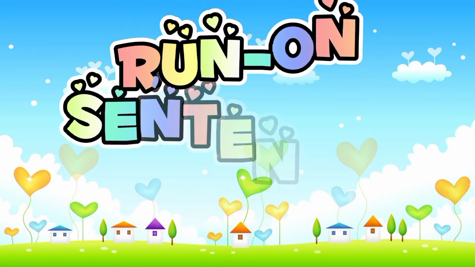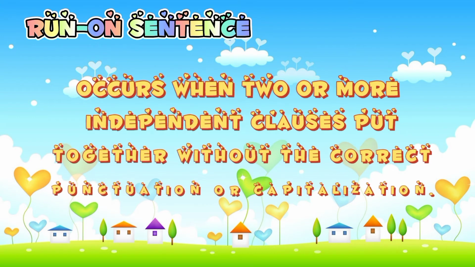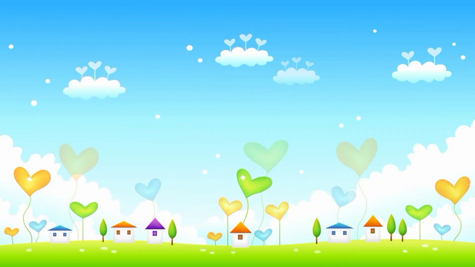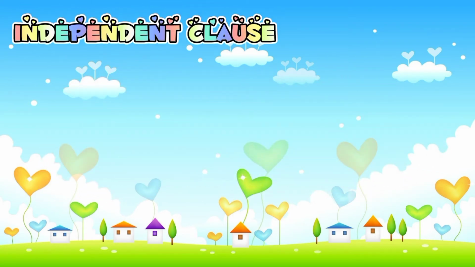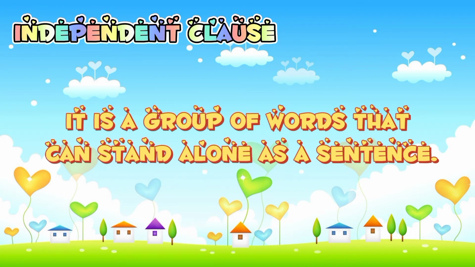Let's define run-on sentences. A run-on sentence occurs when two or more independent clauses are put together without the correct punctuation or capitalization. A reader cannot tell where one sentence ends and the next one begins. An independent clause is a group of words that can stand alone as a sentence.